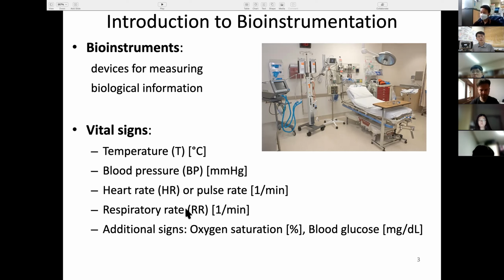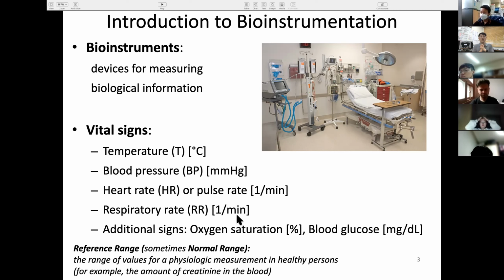And in addition, if the patient's status is more critical, we can also have additional vital signs, which is the oxygen saturation. We'll discuss the instrument, how to do this. And also sometimes if the patient is diabetic or having issues with glucose, then blood glucose. So oxygen saturation in percent, glucose in milligrams per deciliter.